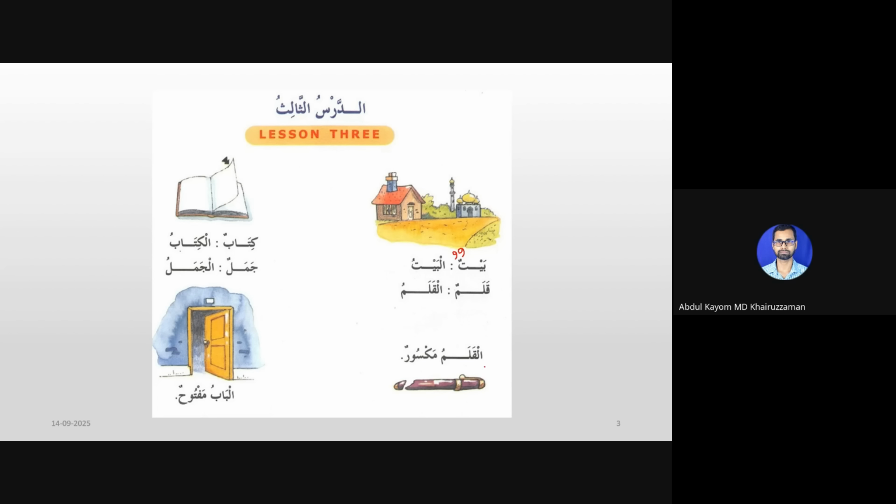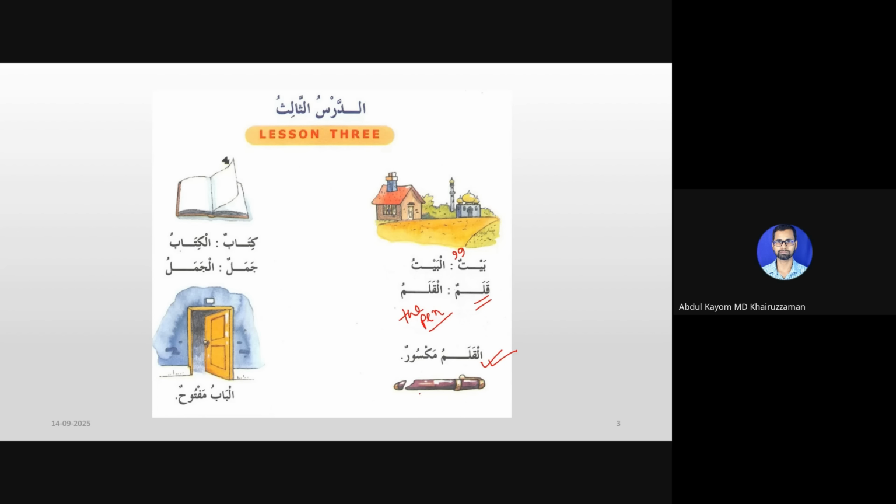Actually, the author wants to teach you how to make a sentence, right? So his target is this one. So before that, he has to tell you how to make a word definite, right? So qalamun means a pen, and adding al, it becomes al qalamu. Al qalamu means the pen.